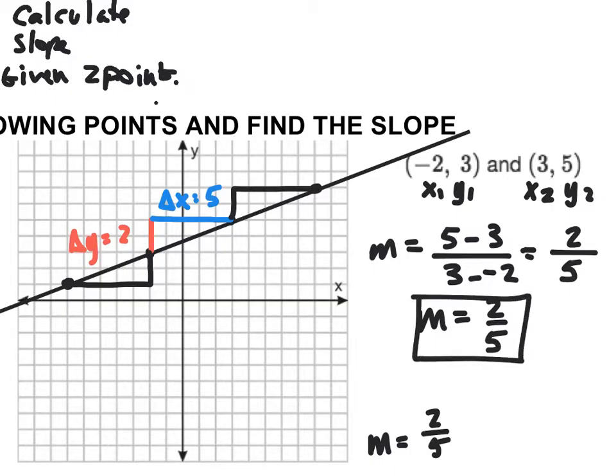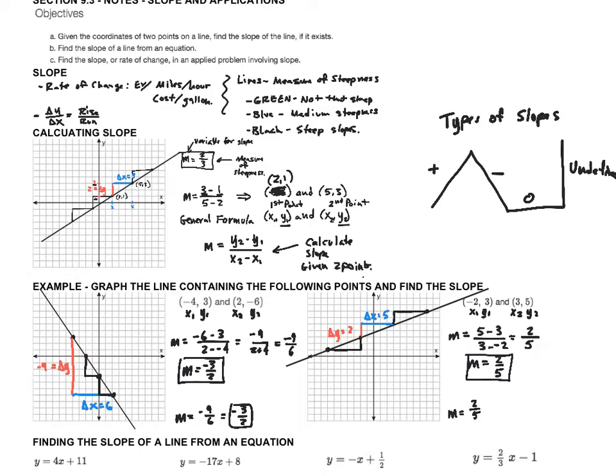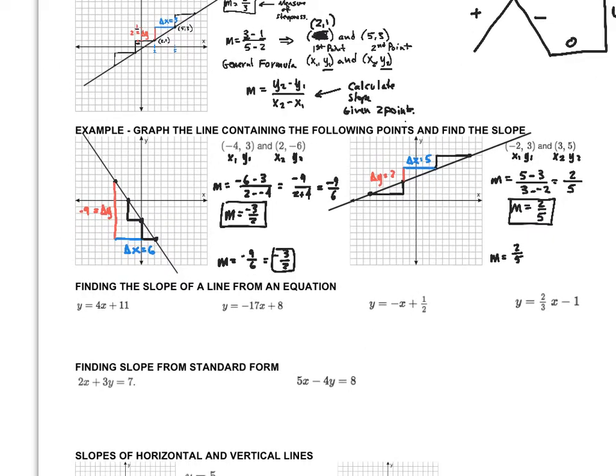Okay. Now, the cool thing about this is that it's pretty easy to do this with a graph. So if you have some graph paper, I recommend printing some out. Otherwise, you can always use your formula. So you've got 2 different methods of doing this. Okay, so now what I want to do is find the slope of a line from an equation.